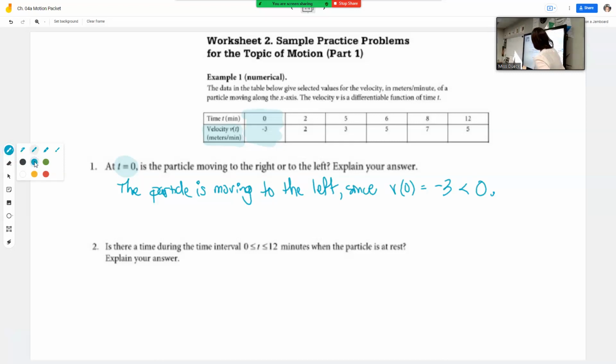Is there a time during the time interval 0 to 12 when the particle is at rest? You guys see that's the whole table, right? How do you know? So what does a negative velocity and a positive velocity mean? At 0, it's moving to the left.